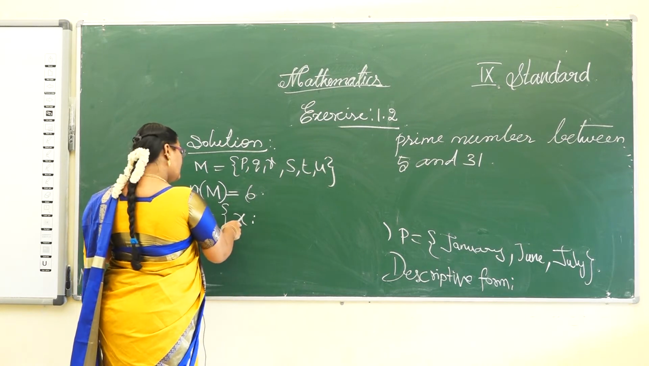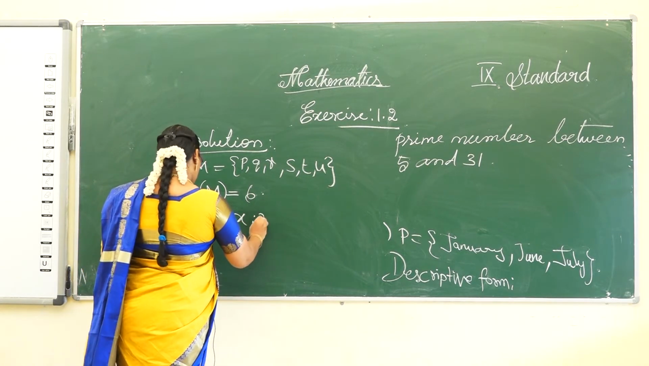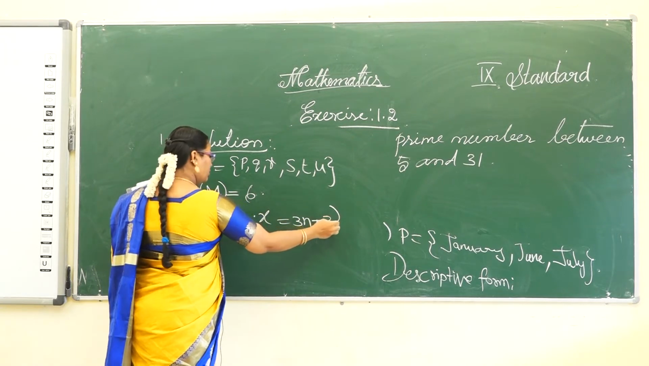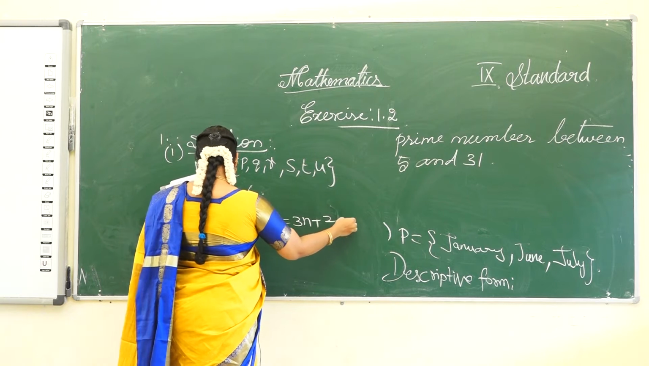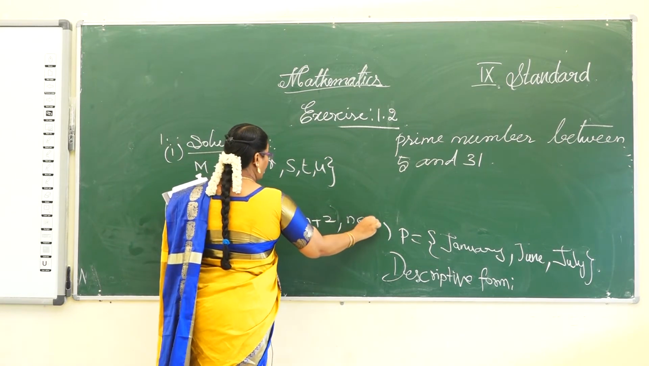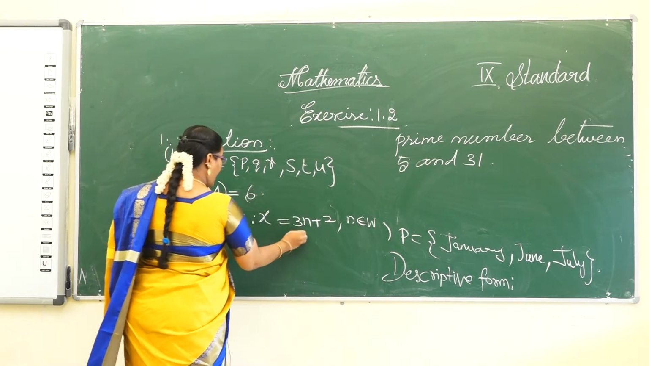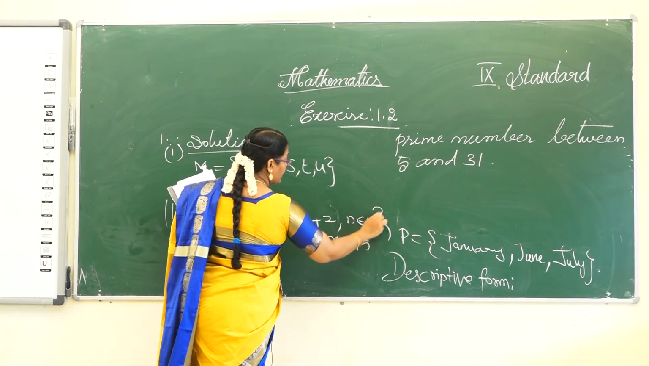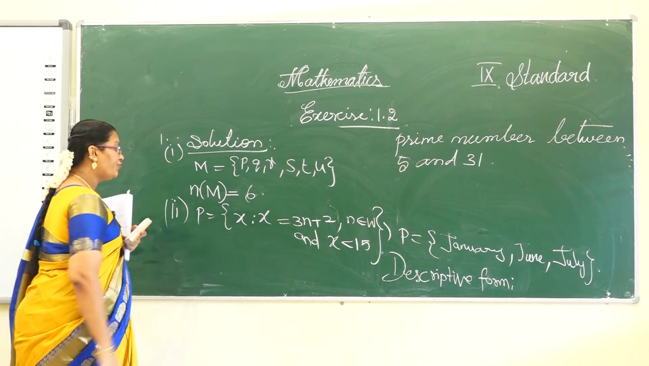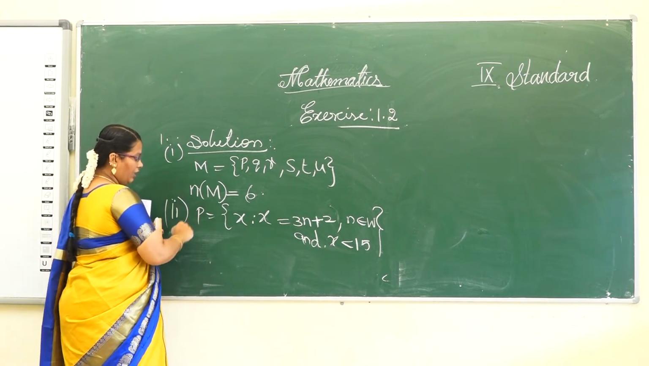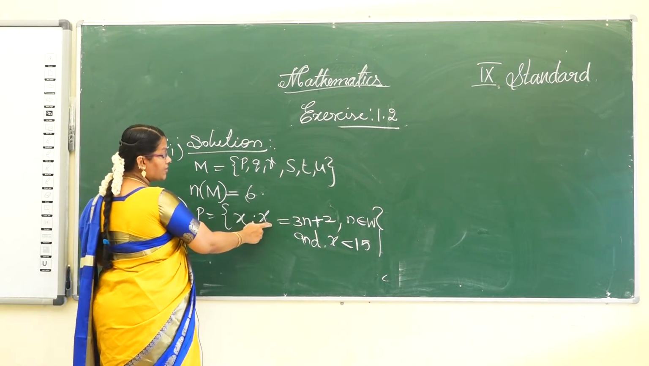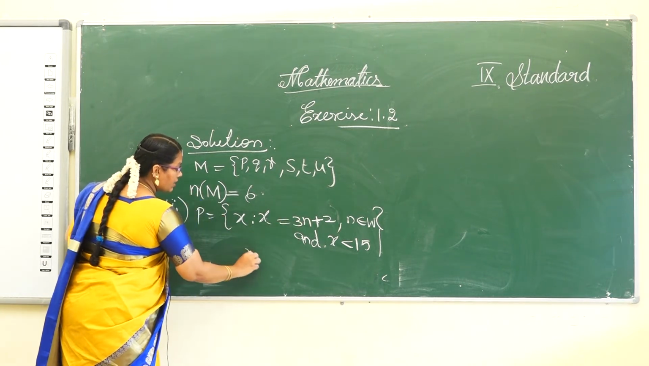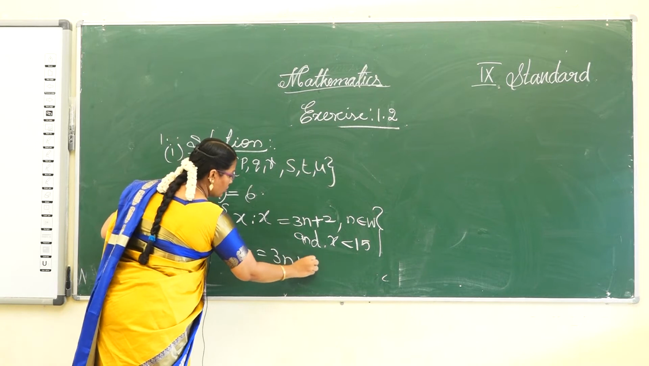Set of all the elements x such that x is equal to 3n plus 2, n belongs to W. W means whole numbers. And x is less than 15. So second problem, P is equal to x such that x is equal to 3n plus 2.